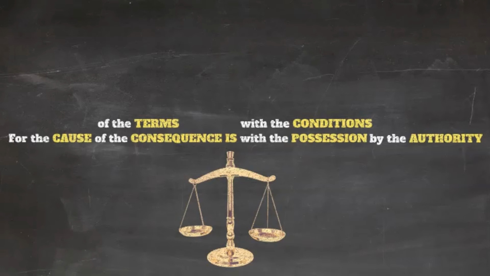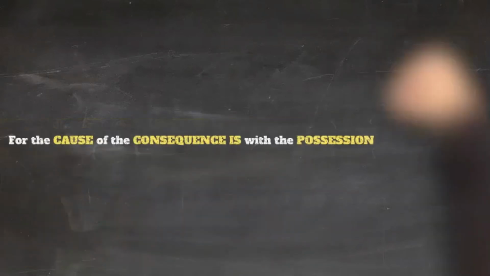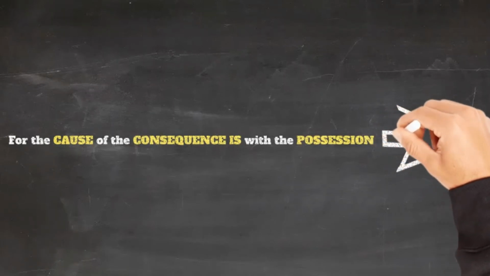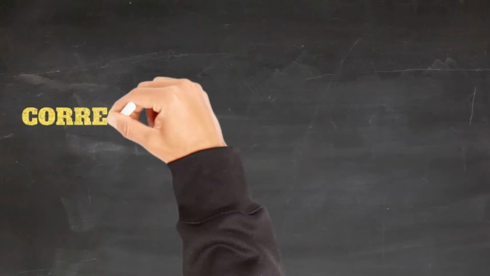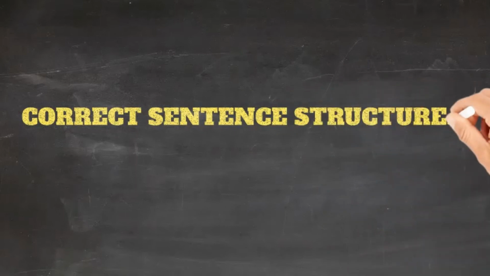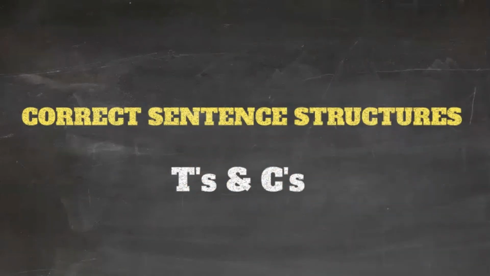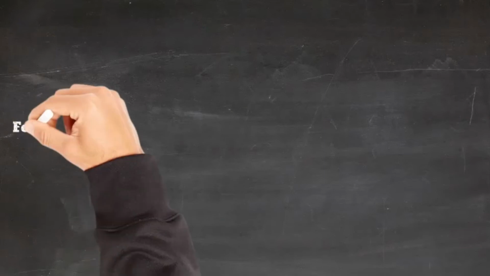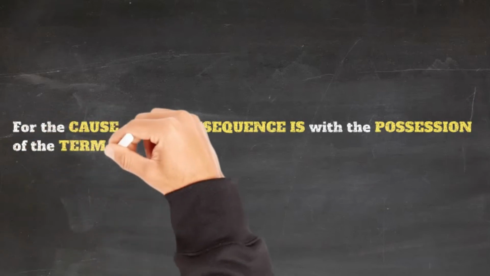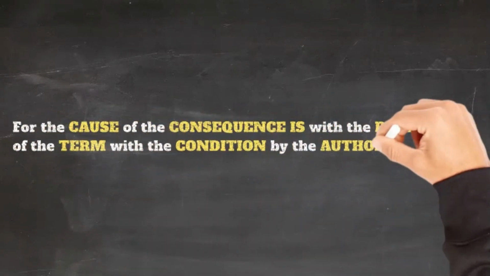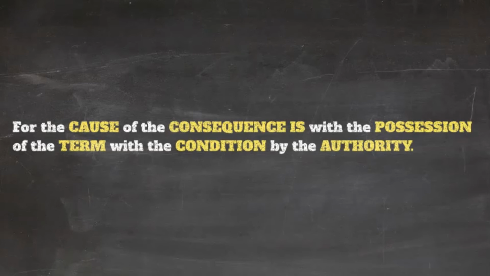Obviously we can't write sentences like this. So our terms and conditions are placed after the possession. Because there are no terms and conditions without cause, consequence and possession. So correct sentence structures, with terms and conditions added, will look like this. For the cause of the consequence is with the possession of the term, with the condition, by the authority.